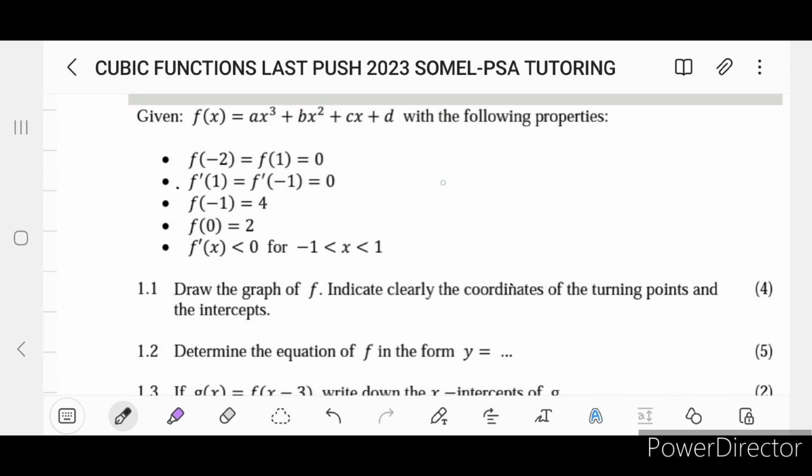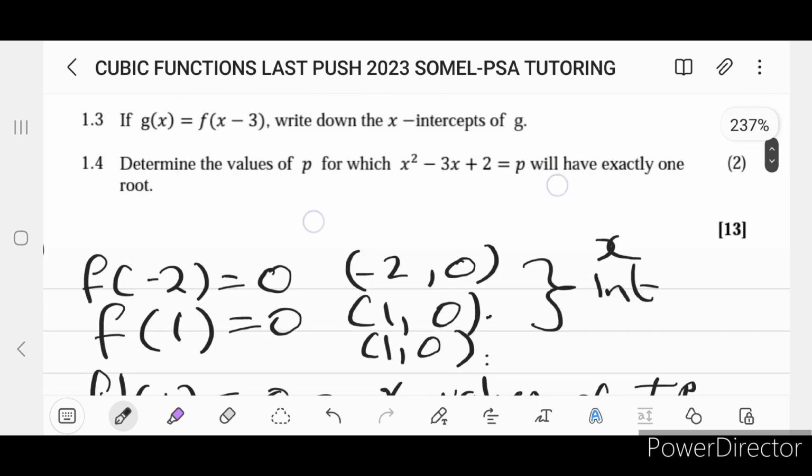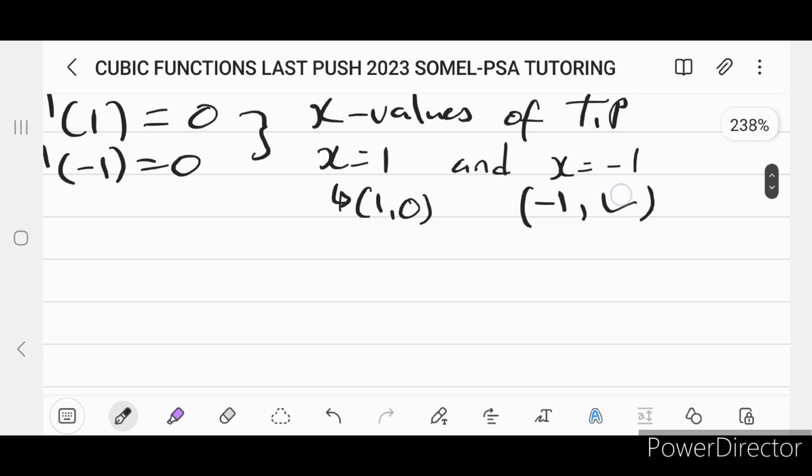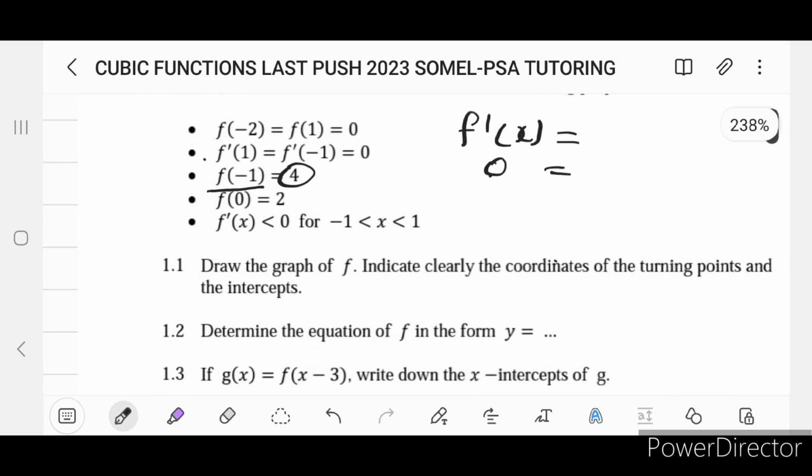Remember, when you're looking for the coordinates of turning points, you must derive this and equate f prime of x to 0 and solve for x values. After solving for x values, you substitute them back into the original function. So here they substituted -1 back into the original function, and they got a 4. So they were just giving us the y value. These are the coordinates of the turning points.